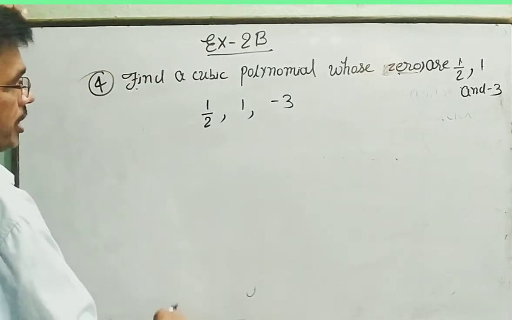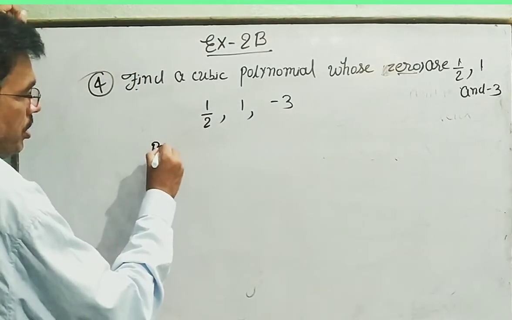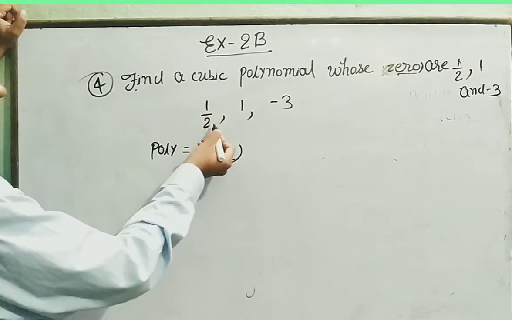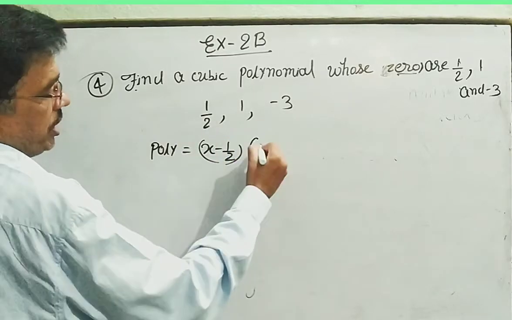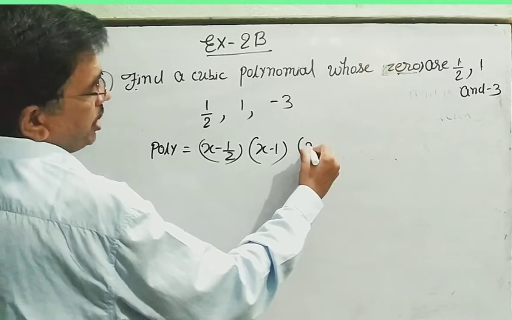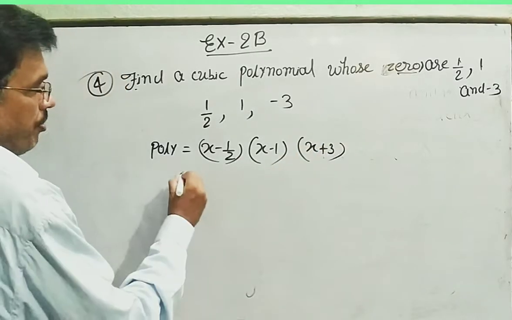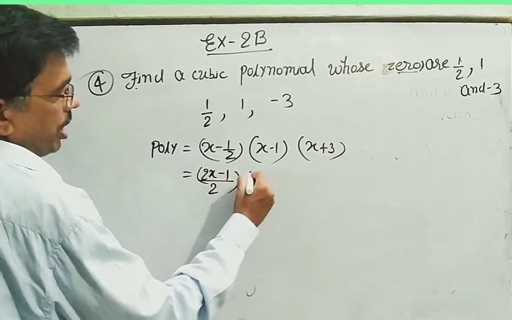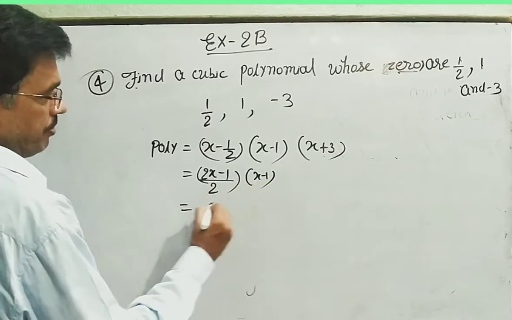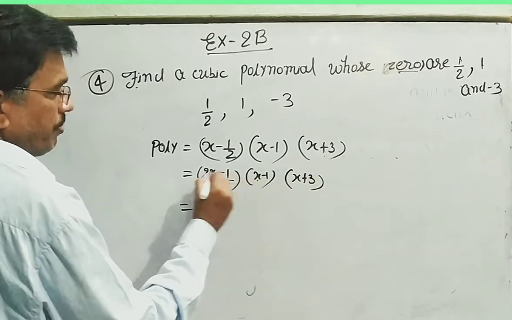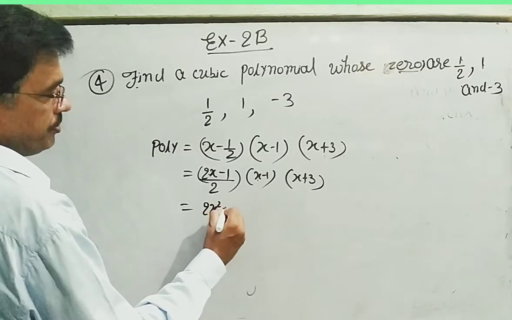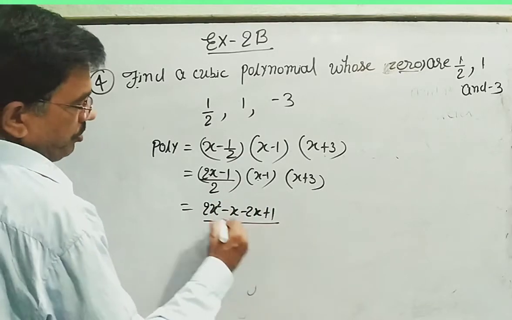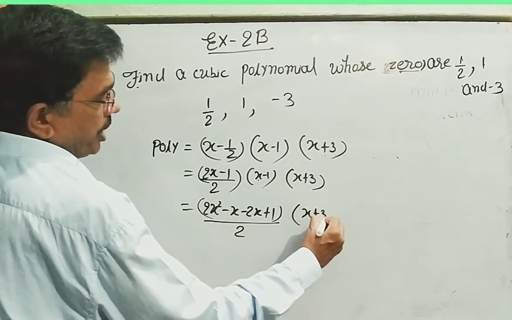So you write like this: the polynomial is equal to x minus 1 by 2. It is the factor. If 1 by 2 is the zero, then x minus 1 by 2 is a factor. If 1 is the zero, then x minus 1 is the factor, and if minus 3 is the zero, then x plus 3 is the factor. First we will take LCM, that is 2. It is 2x minus 1 and it is x minus 1. First multiply these two, then it is 2x square minus x minus 2x plus 1 by 2. And it is multiplied by x plus 3.